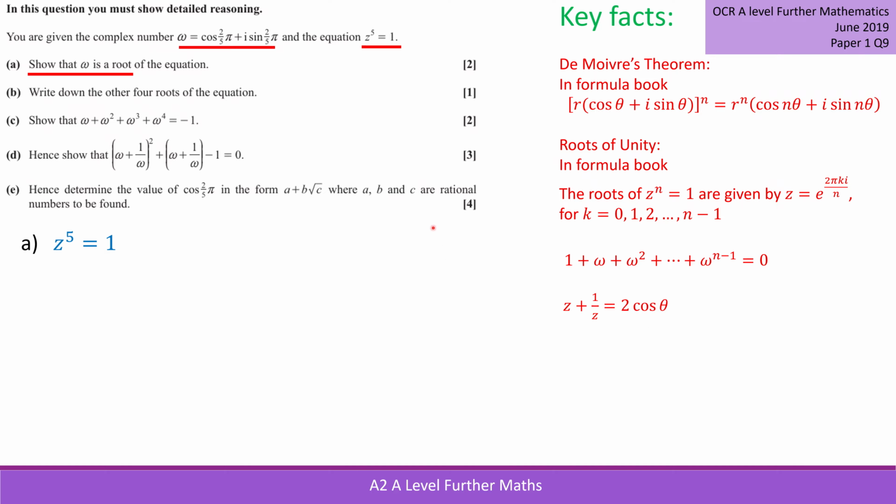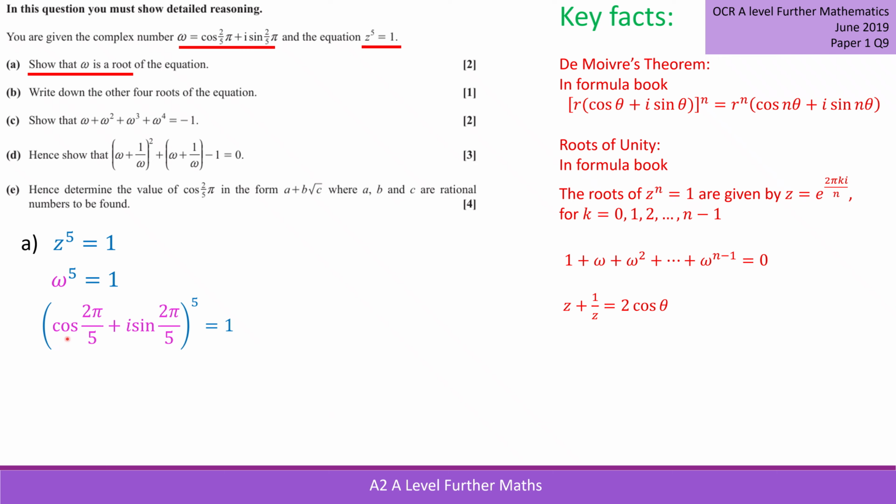So we're going to start off with z to the 5 is equal to 1. We're going to show that this is a root of the equation. Because we've got omega, we've got to show that this is a root, so we're going to replace the z with omega. So I've got omega to the 5 is equal to 1.